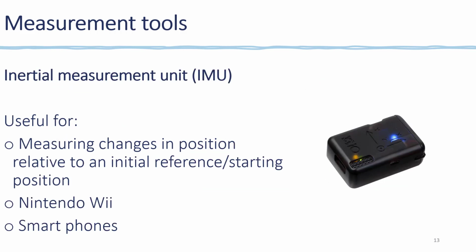Okay, next we have inertial measurement units, or IMUs for short, and they use a tiny accelerometer and a gyroscope to provide kinematic measurements. So they measure changes in position relative to an initial reference or starting position. Most smartphones and interactive video games like the Nintendo Wii have IMUs built in, which is how they're able to detect your position.